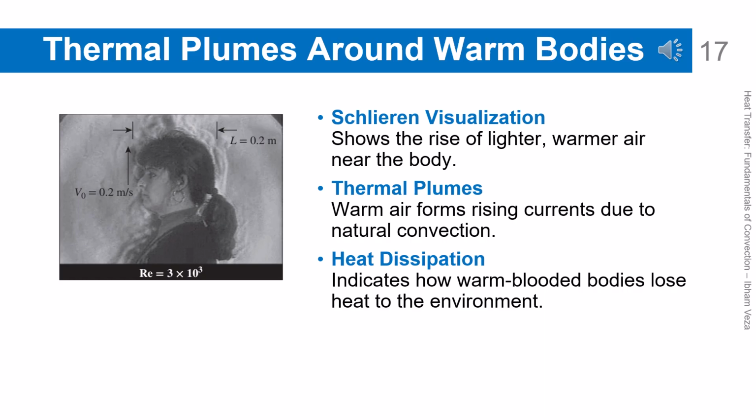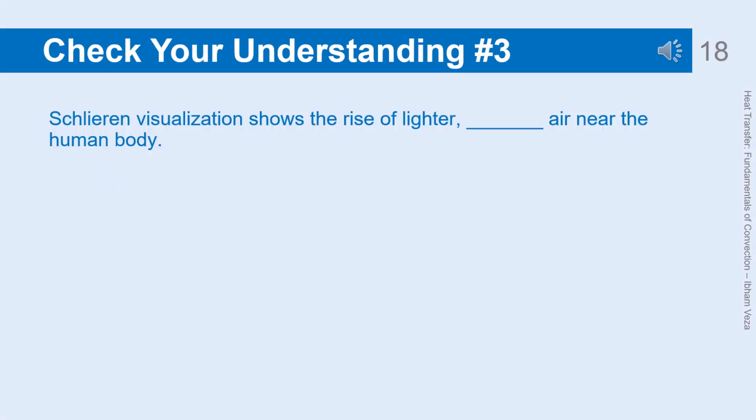This process causes heat loss from the body to the surroundings. This flow pattern is important for understanding natural cooling and thermal comfort. Schlieren visualization shows the rise of lighter, warmer air near the human body.